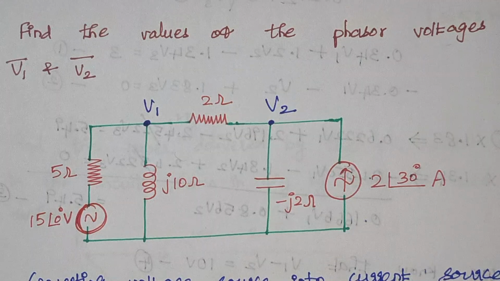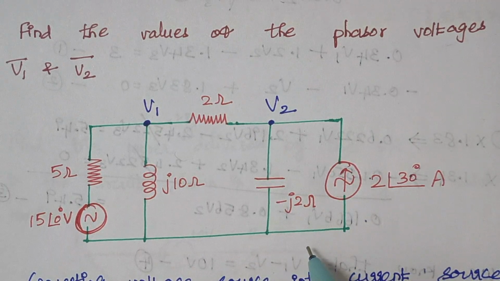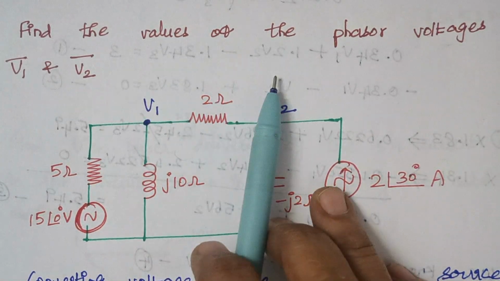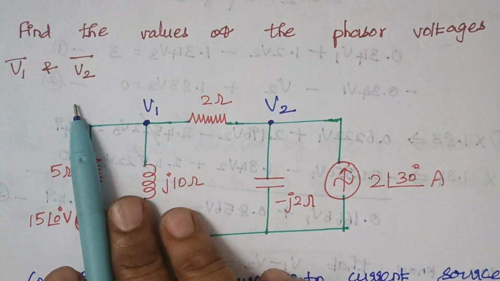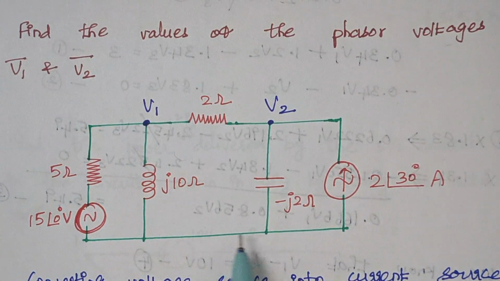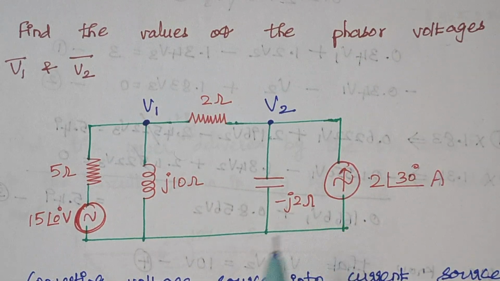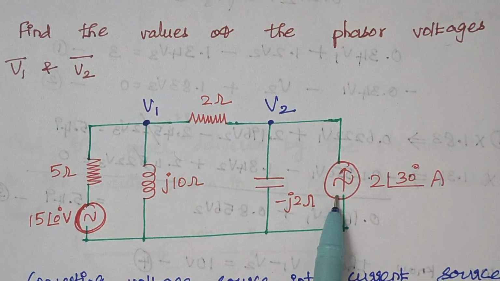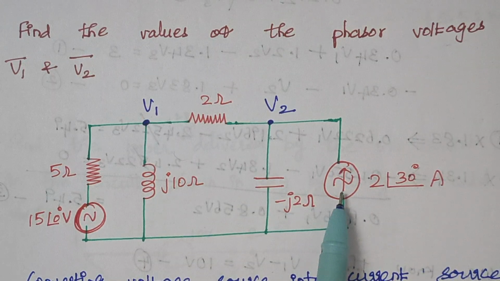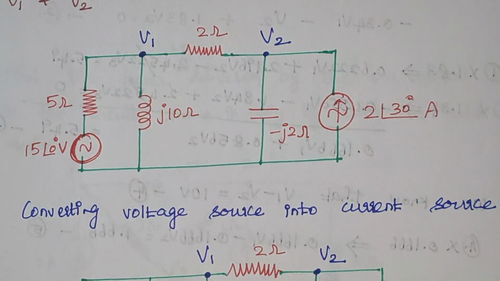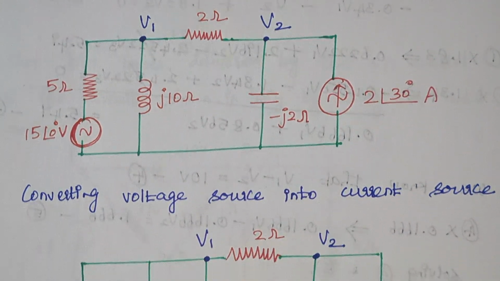Today we are going to solve one more problem related with nodal analysis. Find the values of the phasor voltages V1 and V2. So here this is the given circuit diagram, and this circuit diagram has one voltage source and one current source. As a first step we are converting the voltage source to a current source.